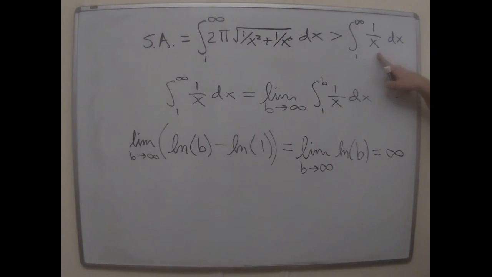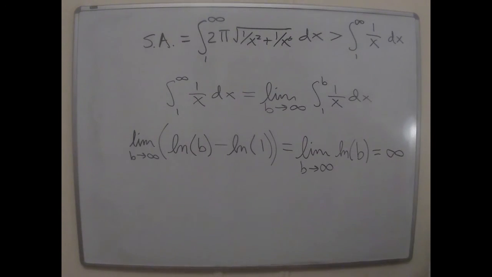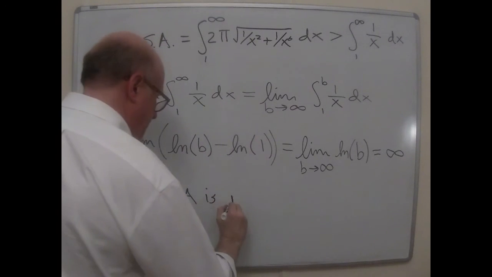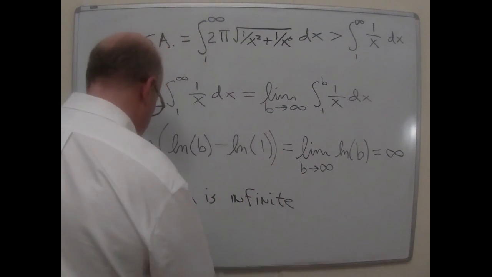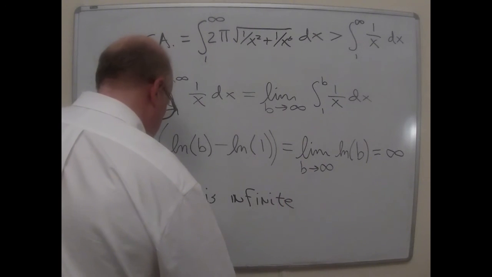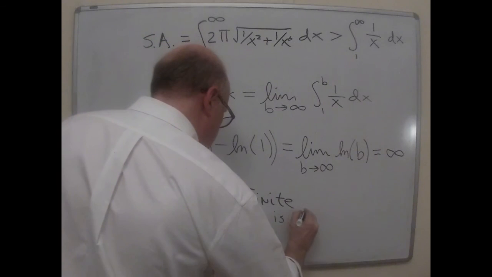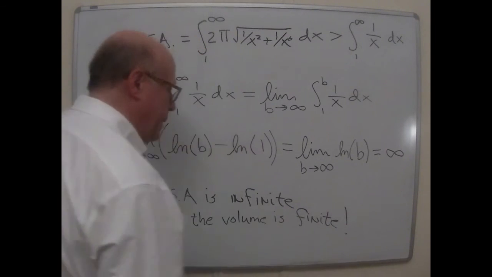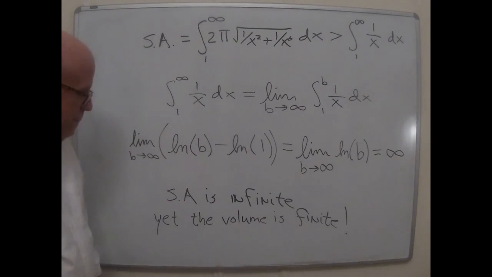And that means this integral is infinite, and the one we're really after is bigger than that. So, boom. Surface area is infinite, yet the volume is finite. In fact, the volume was pi, not even a very large number. So that's Gabriel's horn. It's really kind of a mind blower.